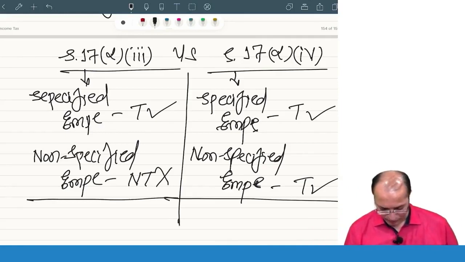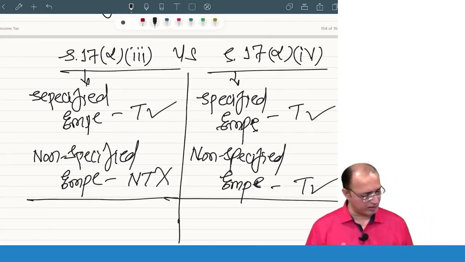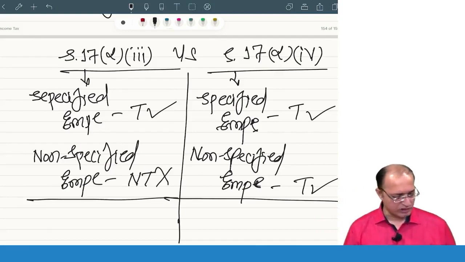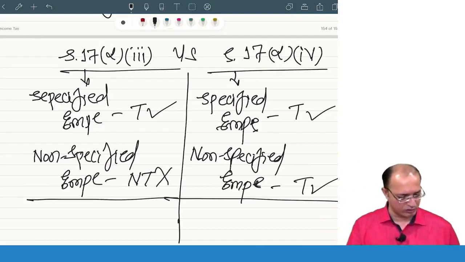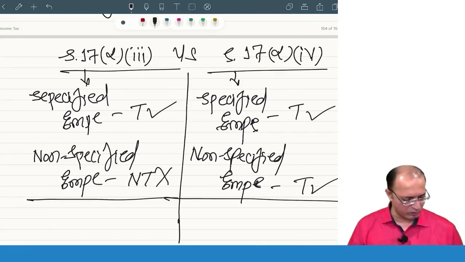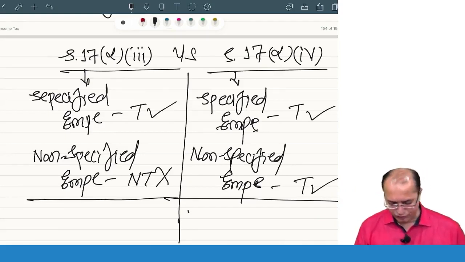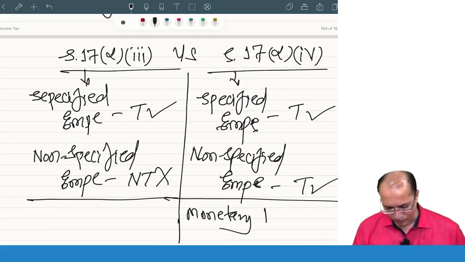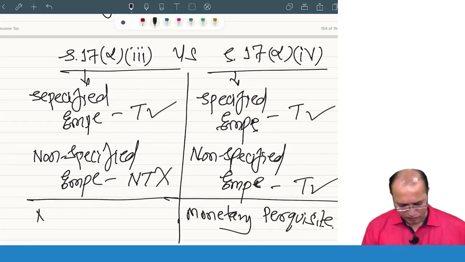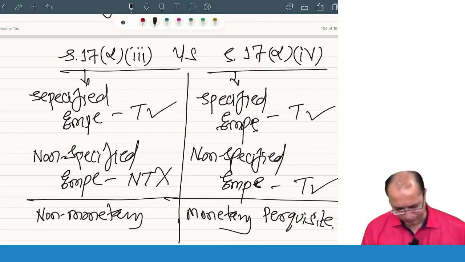Now, basically what is the difference between 17(2) clause 3 and 4? Which all perquisites will be covered in 17(2) clause 3 and which all will be covered in 17(2) clause 4? See, 17(2) clause 4 is basically monetary perquisite. Whereas 17(2) clause 3 is non-monetary perquisite.